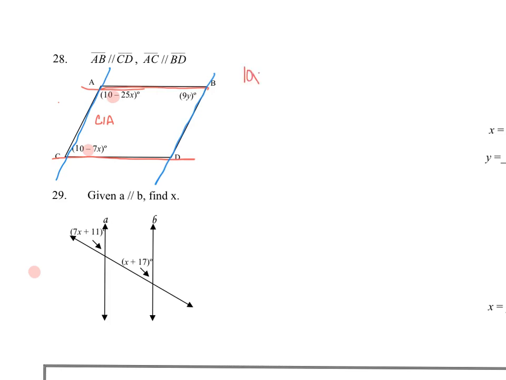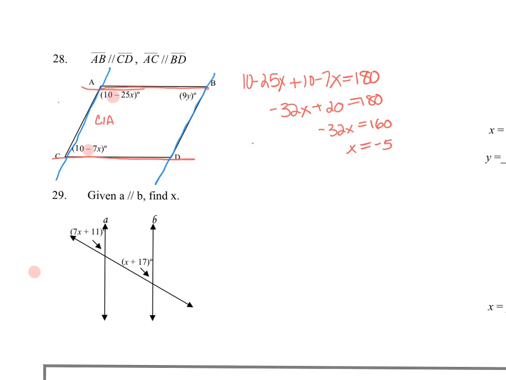So I'm going to take that 10 minus 25x and add it to 10 minus 7x, and that's going to give me 180. And so I'm going to solve this equation for x. Need to do some combining of like terms here on the left side. Inverse operation, move the 20 over and divide out, and that's going to give me that x is equal to -5.